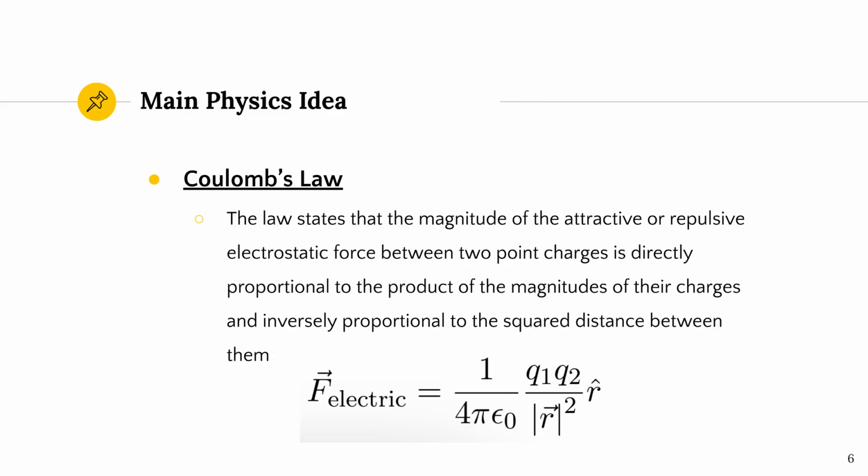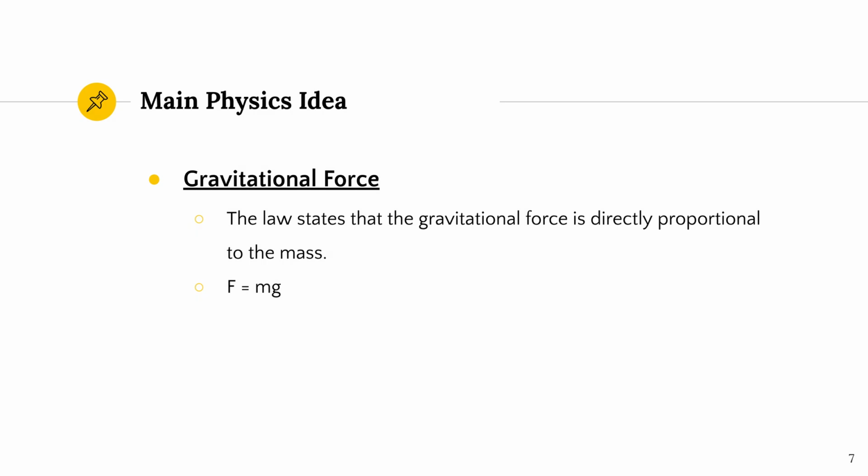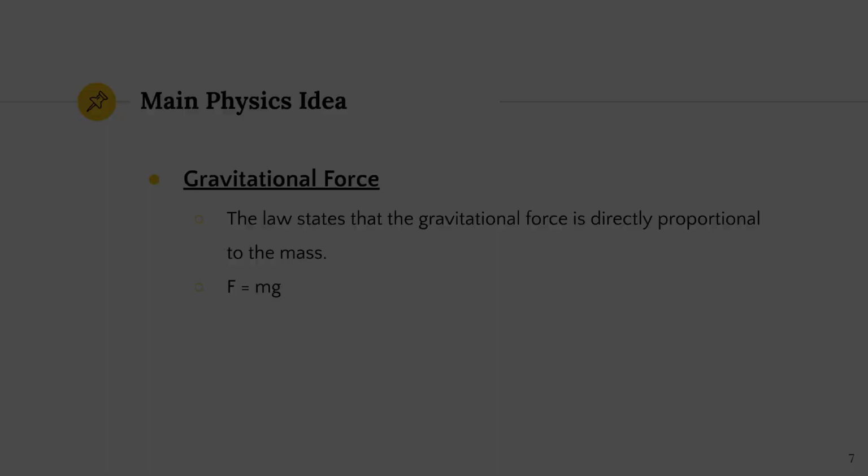There are two main physical ideas. First is Coulomb's law, which states that the magnitude of the attractive or repulsive electrostatic force between 2 point charges is directly proportional to the product of the magnitudes of their charges and inversely proportional to the square of the distance between them. The second one is gravitational force, which states that the gravitational force is directly proportional to the mass.